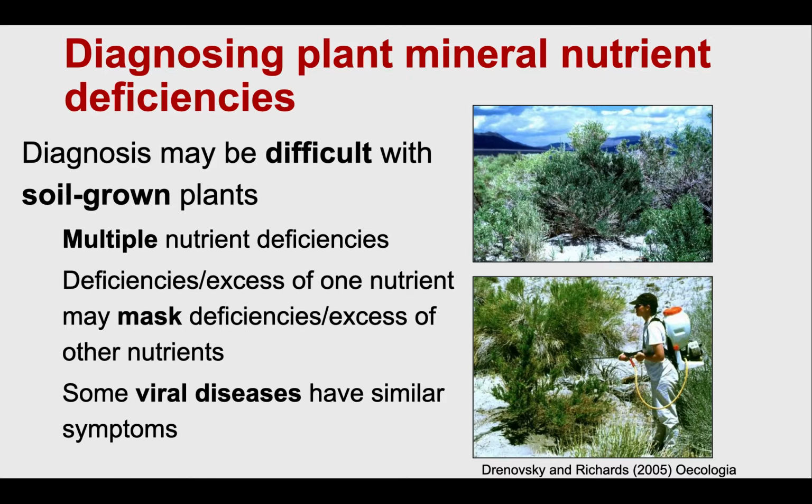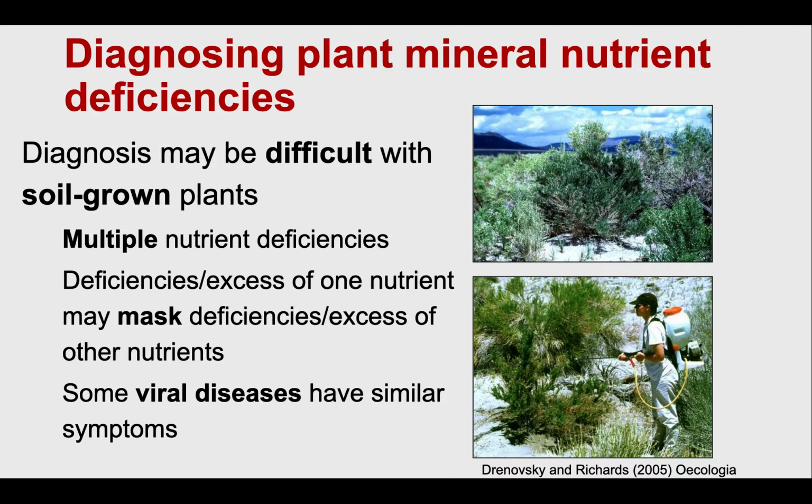All right, so trying to diagnose a mineral deficiency can be very hard, especially when we're talking about plants that are out in their natural environment, in contact with a very complex soil structure. It's very difficult to determine what's missing. For one, there might be multiple mineral or nutrient deficiencies. So it might not just be one that's deficient, it might be multiple, which makes it very hard to determine.